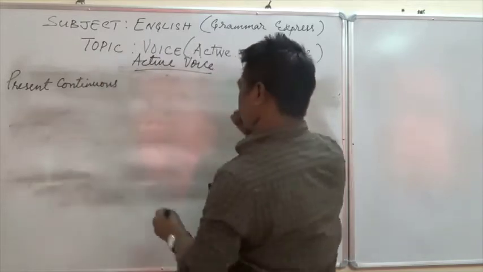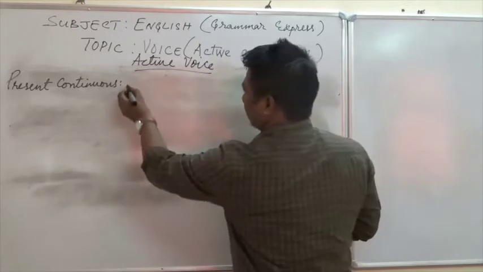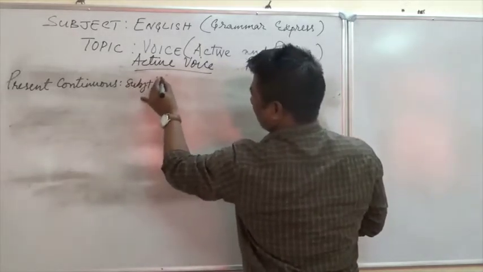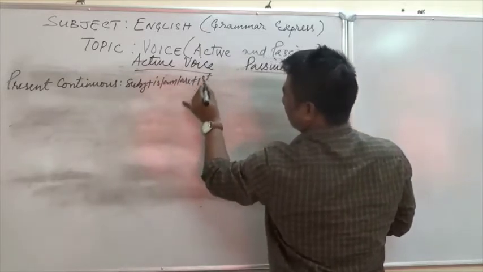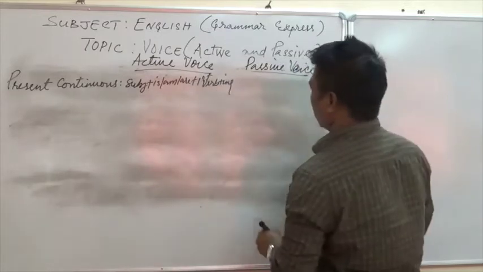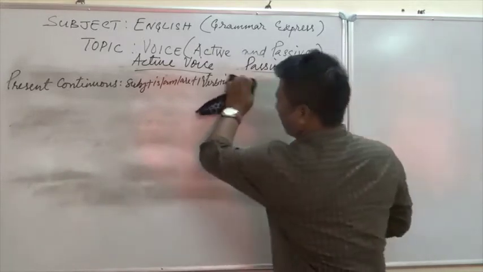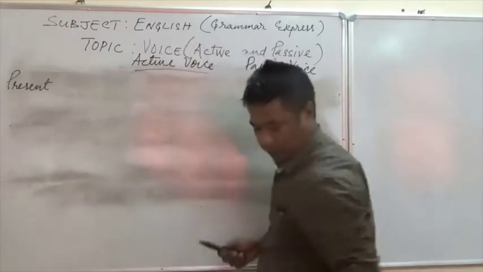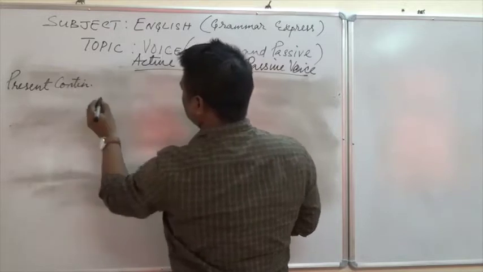Present continuous tense. If it is present continuous tense, then we know that it goes subject plus is/am/are, verb plus ing, then the object. Let me write it a bit shorter. Continuous tense.